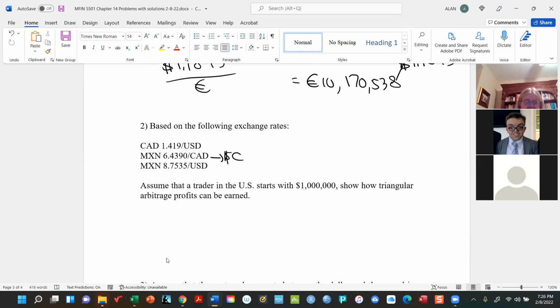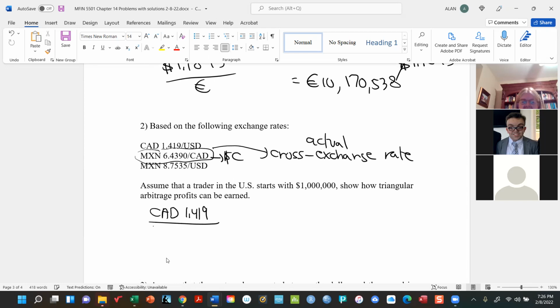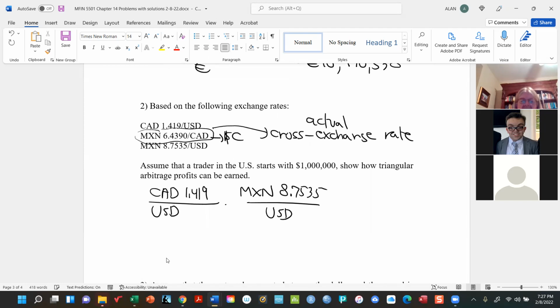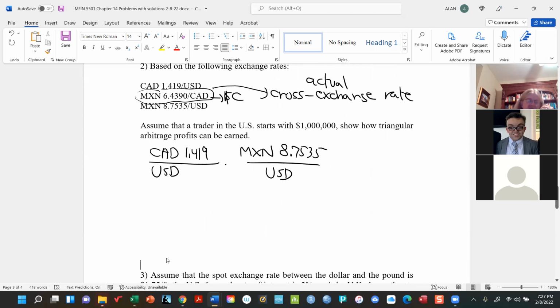So here we go. Now, as usual, this is our cross exchange rate because it does not have a dollar quote in it. This is the actual cross exchange rate that we were given. Now, before we do anything else, we want to know if that is consistent with the other two. So we start out with Canadian and US, and then we have Mexican pesos. Now we can't multiply them because the units won't cancel out. We're trying to get rid of the dollars. And when we're done, we want it to be pesos per Canadian dollar. So let's try this.